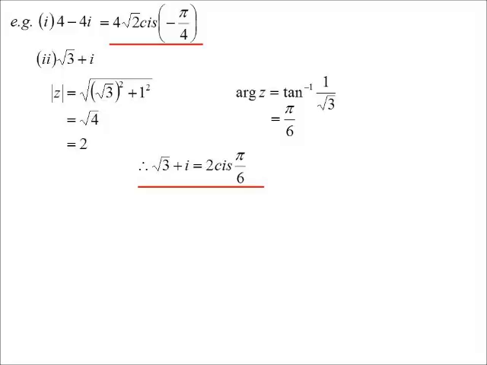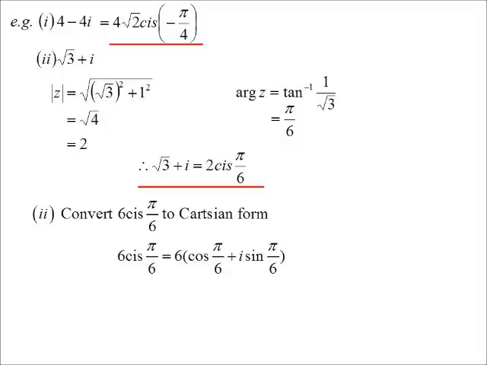If we want to go back the other way, remember cis stands for cos plus i sine. So it's 6 times the cosine of pi on 6 plus i times the sine of pi on 6. Pi on 6 is 30 degrees, so cos of 30 is root 3 on 2, and sine of 30 is a half. So there's our number, 3 root 3 plus 3i.